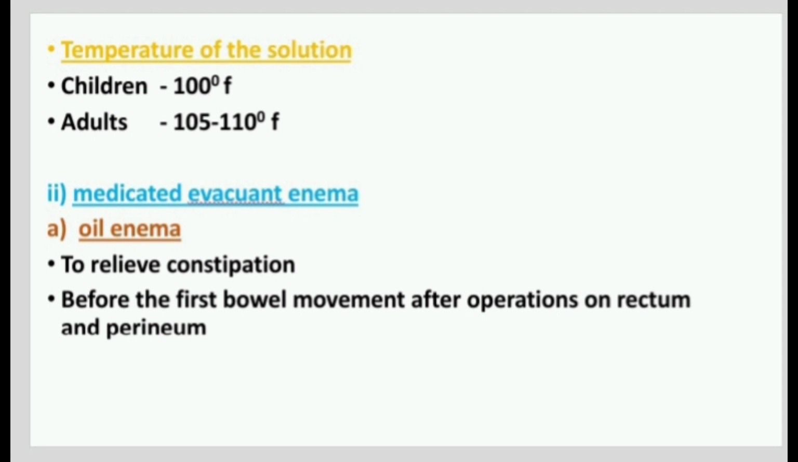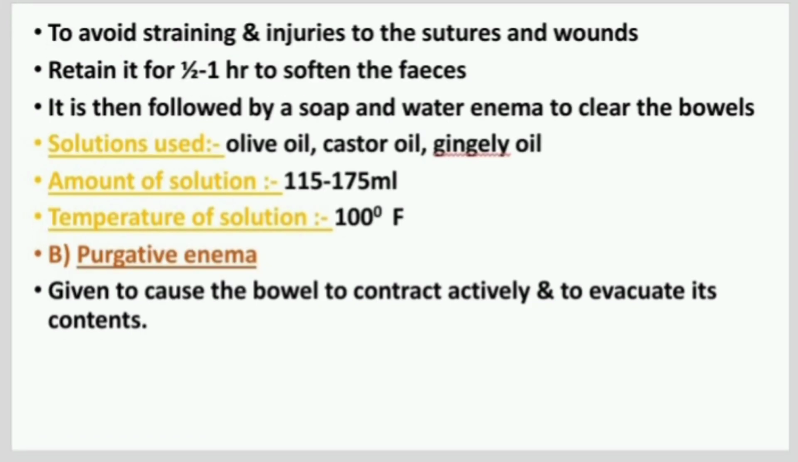Next is medicated evacuant enema. In that, the first one is oil enema. It's given to relieve constipation before the first bowel movement after operations on the rectum and perineum, to avoid straining and injuries to the sutures and wounds. Retain it for half to 1 hour to soften the feces. It is then followed by soap and water enema to clear the bowels. The solutions used: olive oil, castor oil, gingerly oil. Amount of solution 115 to 175 ml and the temperature 100 degree Fahrenheit.